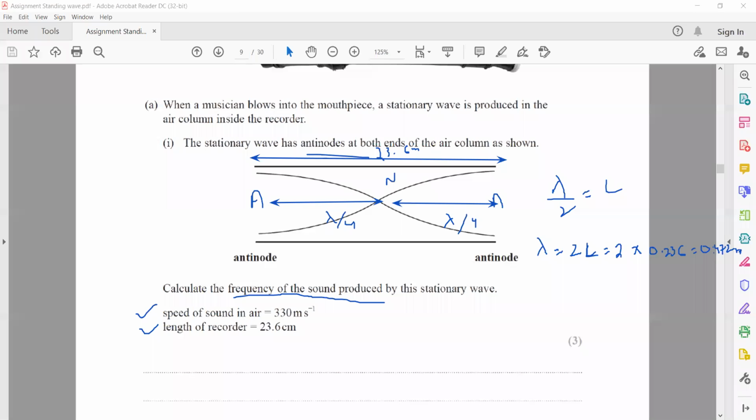Now we have the wavelength, the frequency is there. So we can use the formula. We know the speed, so we can find the frequency. We have the formula v is equal to f lambda. f is equal to v divided by lambda. The speed is 330 and the wavelength is 0.472. So it will come out as 699 hertz as the frequency of the wave produced in this column.